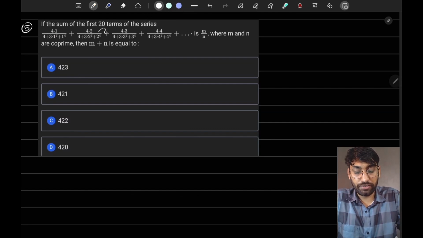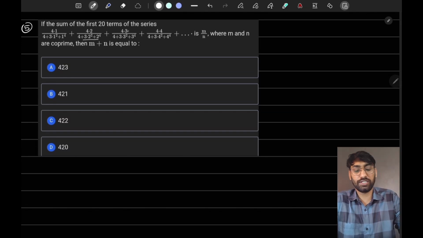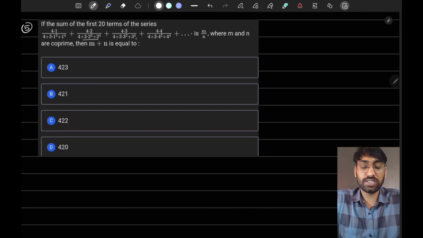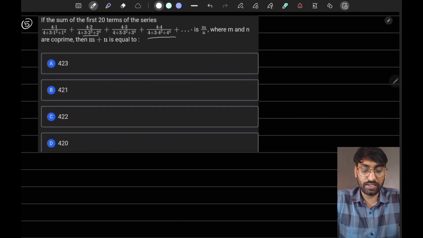Okay. Similarly, 4 into 2 by 4 plus 3 into 2 square plus 2 power 4, plus 4 into 3 by 4 plus 3 into 3 square plus 3 power 4, plus 4 into 4 by 4 plus 3 into 4 square plus 4 power 4 is m by n. Then we need to find the value of m plus n, right? Where m and n are coprime.